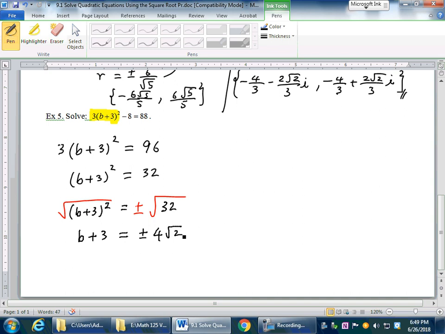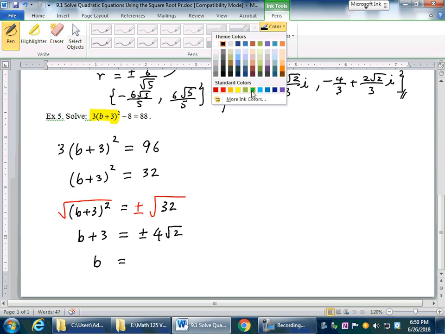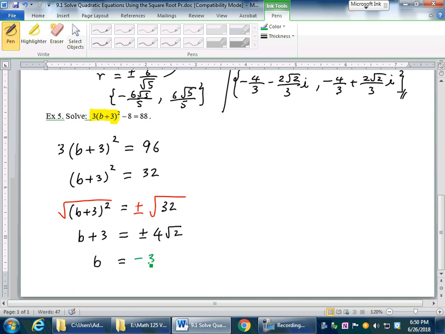Hopefully at this point, simplifying the square root is a lot smoother and going well. So finally, to solve for b, we subtract 3 from both sides, which is going to become negative 3 plus or minus 4 square root of 2. So this gives us two answers: negative 3 minus 4 square root of 2 and negative 3 plus 4 square root of 2. And this concludes the section.